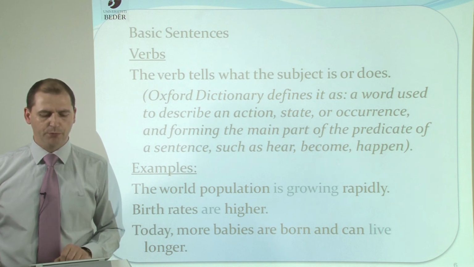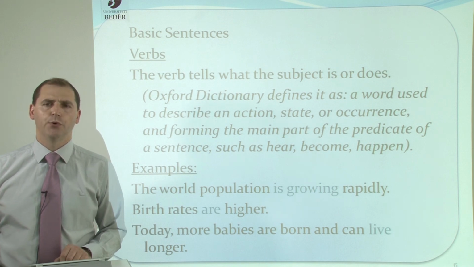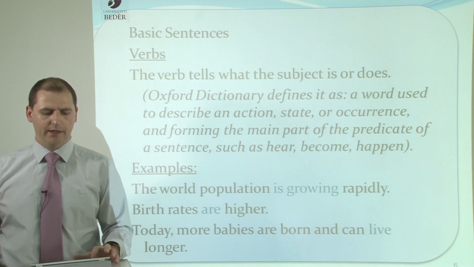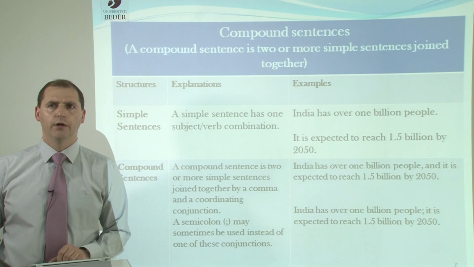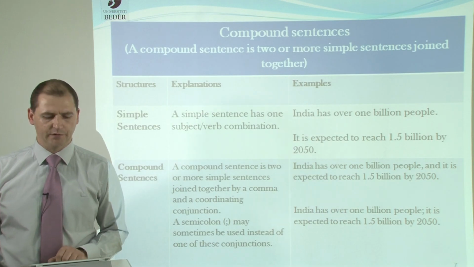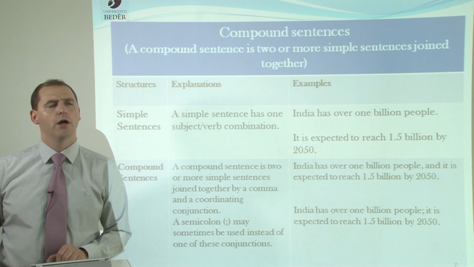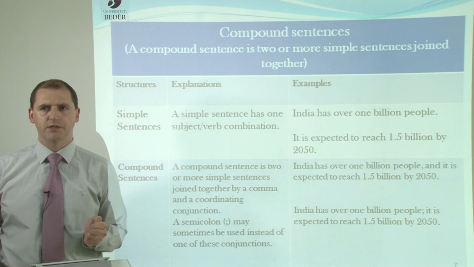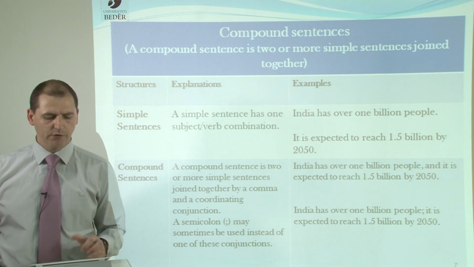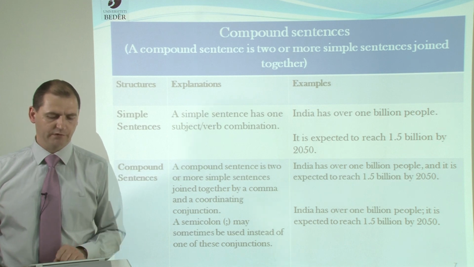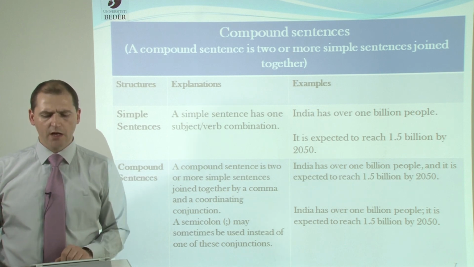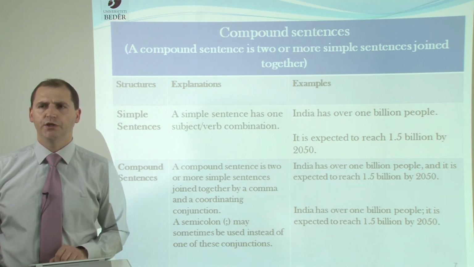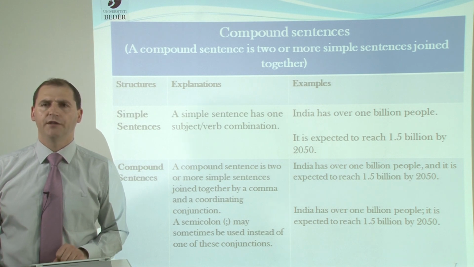For example, the population is growing rapidly, birth rates are higher, and today more babies are born and can live longer. So, let's discuss the compound sentences. What's a compound sentence? A compound sentence is two or more simple sentences joined together. For example, we have two simple sentences: India has over 1 billion people, and it is expected to reach 1.5 billion by 2050.